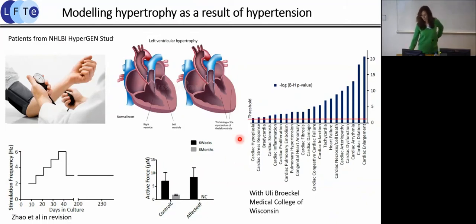So when Uli did RNA sequencing on these affected patient cells and control cells, he saw that in the affected patients, these gene groups that are related to cardiac enlargement, cardiac dilatation, arrhythmia, and dysfunction were very, very highly upregulated. So we believe that now with BioWire and this prolonged stimulation, prolonged conditioning, we have tools to study these more complex diseases that occur as a result of many, many different factors.